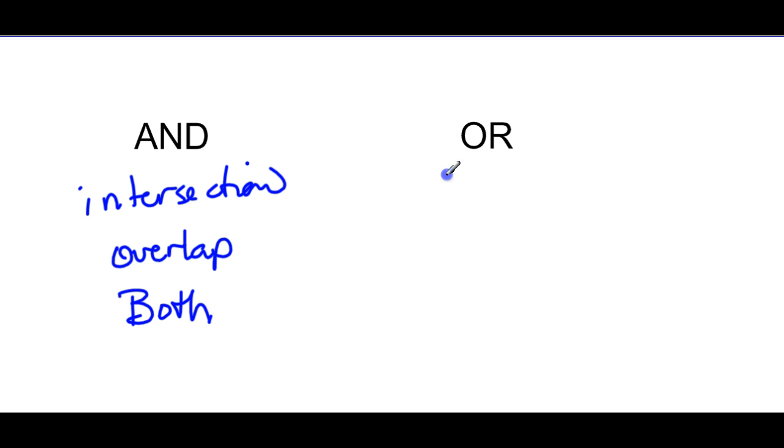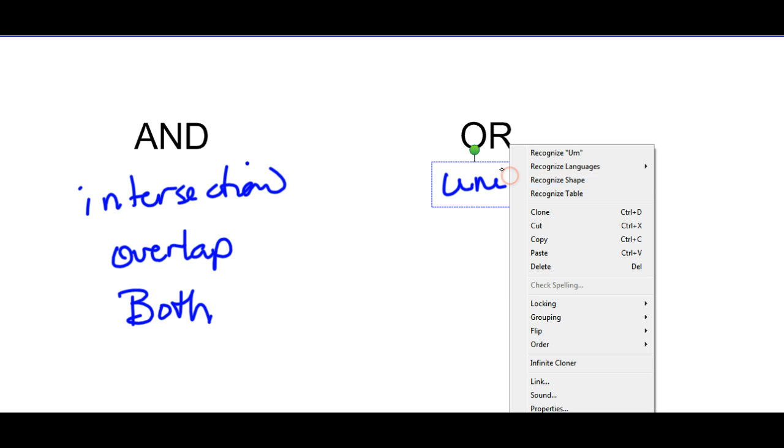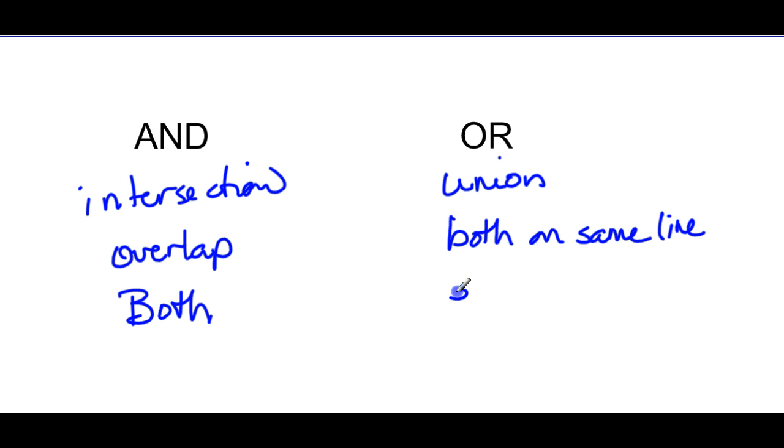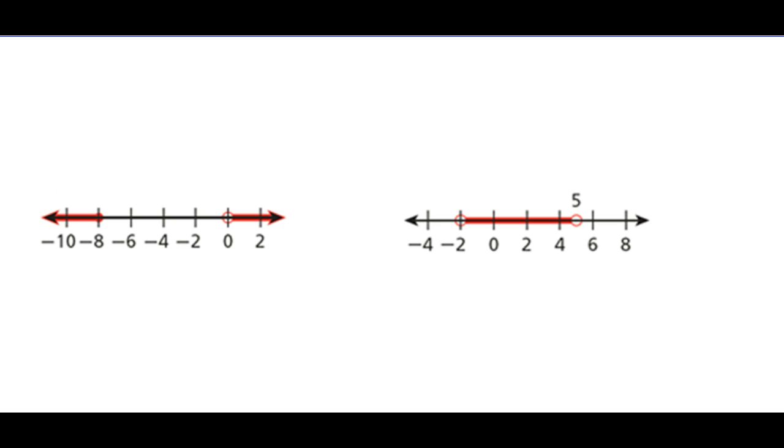The word or is going to be a union or a combination of the two. Okay, a union. There doesn't have to be an overlap. There can be an overlap, but there does not have to be an overlap. You simply graph both of them on the same number line. And it gives you a choice. Either one of the conditions can be met.